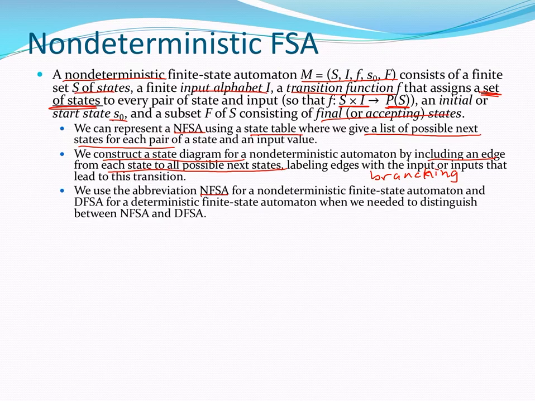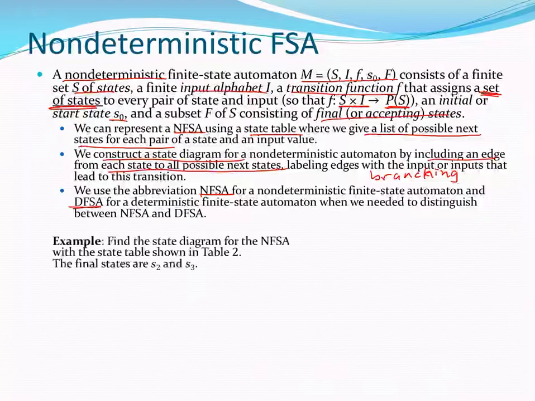And again, we use NFSA for non-deterministic FSA, DFSA for deterministic FSA. That's what we've been studying, where we have one and only one next state for every state and input pair. All right, so let's take a look at what these look like. First, we'll look at a table.